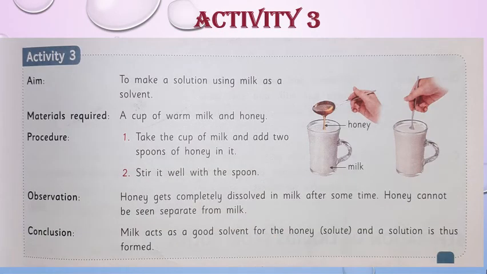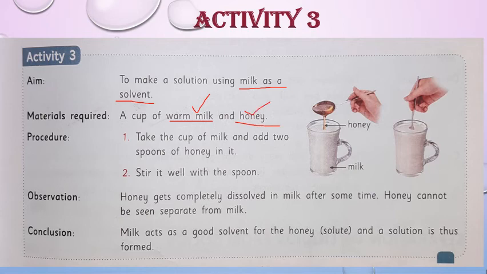Next we have to make a solution using milk as a solvent. In this case we have to use milk as a solvent. What we need now is warm milk, and we need honey. We don't want sugar now, we are taking honey. That means milk, that is the solvent, is liquid, and honey, that is the solute, is also liquid in this case.